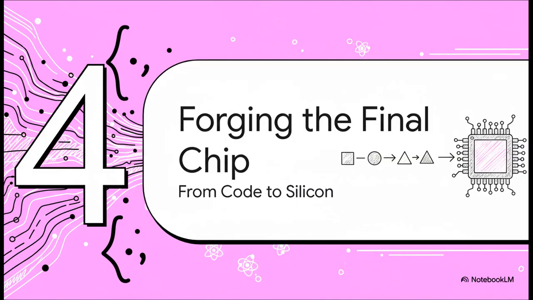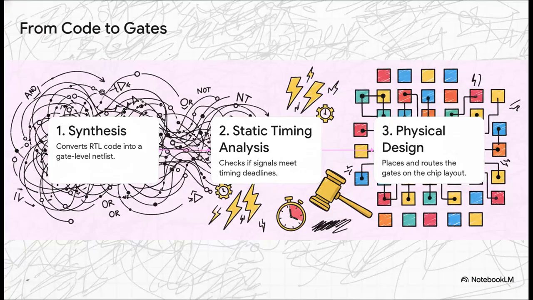So, the code is written. Awesome. But how does that text file become a physical object? Well, this next phase is like a kind of digital alchemy. It's all about forging that final chip by turning abstract logic into silicon reality. These three steps are where the beautiful abstract design slams into the harsh physical realities of silicon.